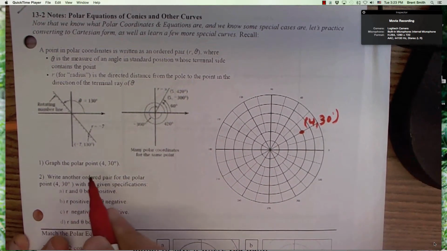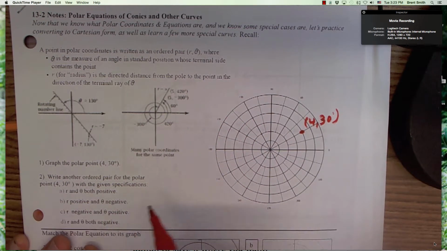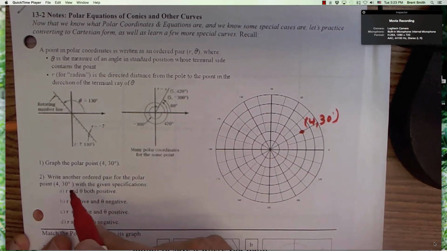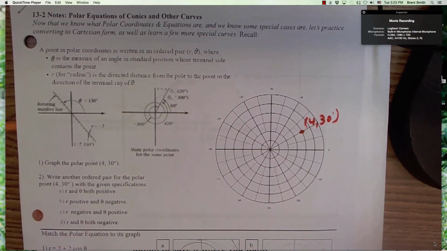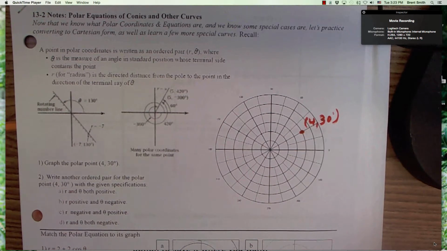Okay, now write another ordered pair for this point that would land in the exact same spot with r and theta both positive, r positive and theta negative, r negative and theta positive, and r and theta both negative. So pause the video and see if you can come up with those 4 points. Okay, so hopefully you did those 4.